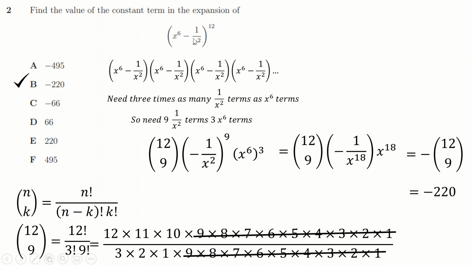Lots of different ways you could have done it. Maybe combining these into one fraction would have been quicker. I'm not sure. But I like the logic that I use. I think it's good maths.